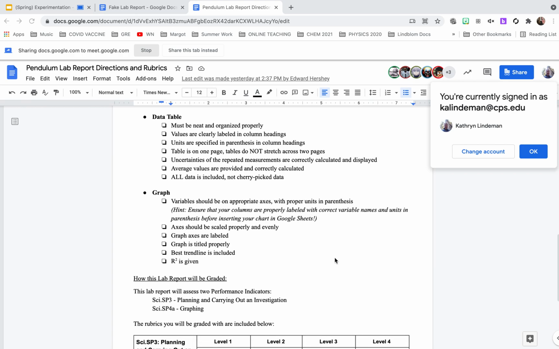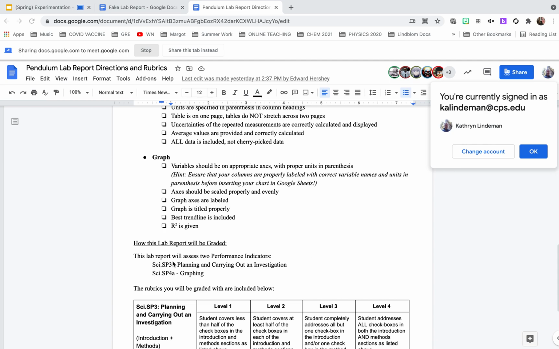So this is going to be assessed on two different performance indicators. SP3, which is planning and carrying out the investigation. Okay, so SP3 is going to be those first two sections. And then SP4A, which is graphing, that's going to be your data table and your graph, okay?